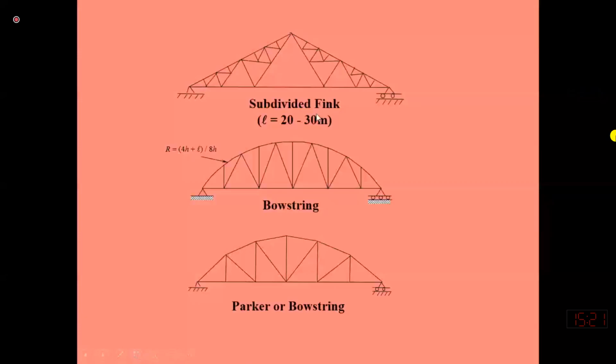Subdivided. This is some sort of combination of truss and arch. So members may or may not be linear, they may be a little bit circular.